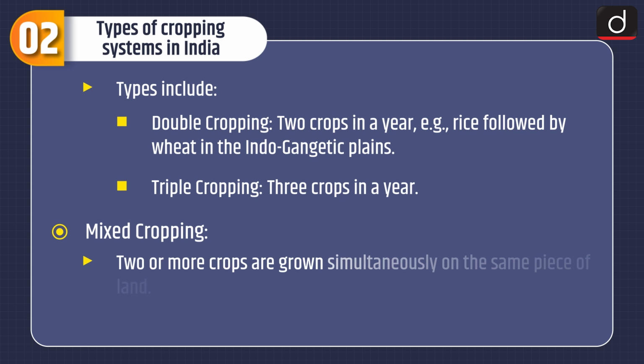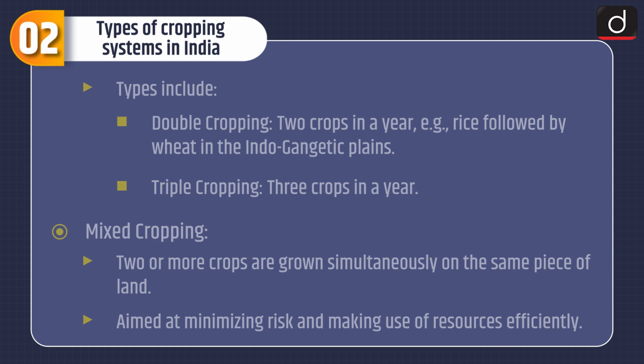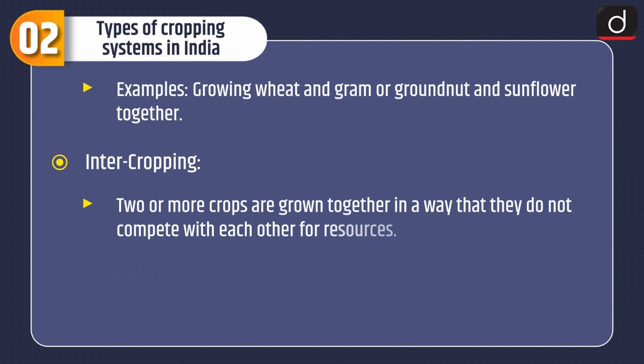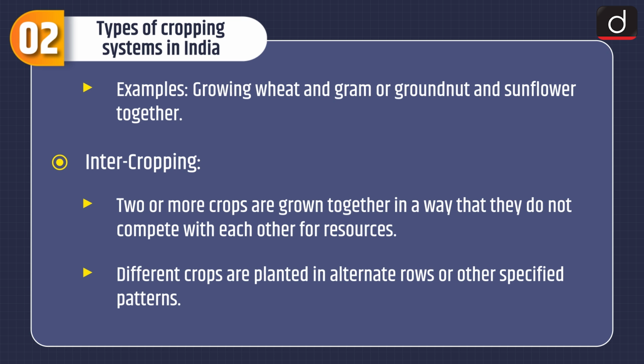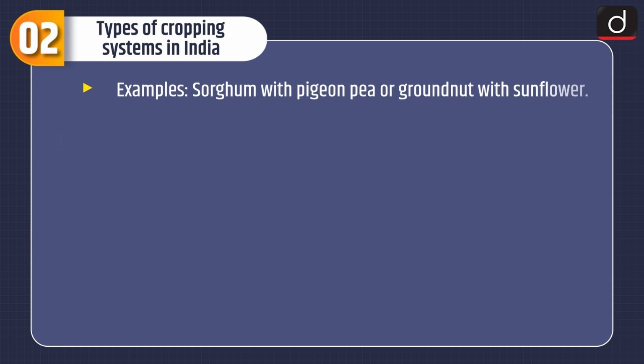Third is mixed cropping. Two or more crops are grown simultaneously on the same piece of land, aimed at minimizing risk and making use of resources efficiently. Examples are growing wheat and gram or groundnut and sunflower together. Intercropping. Two or more crops are grown together in a way that they do not compete with each other for resources. Different crops are planted in alternate rows or other specified patterns. Examples are sorghum with pigeon pea or groundnut with sunflower.